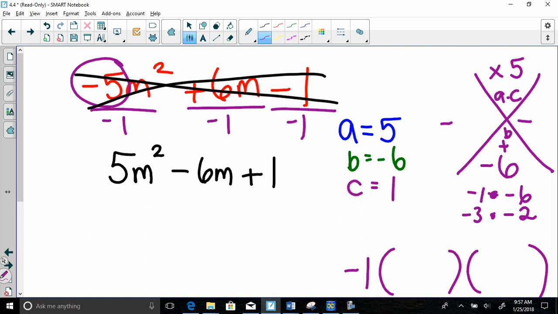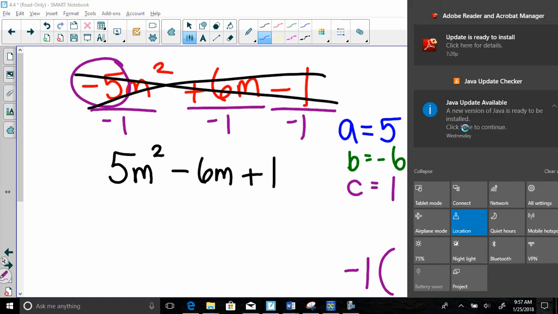Sorry, I am messing up, aren't I? We're multiplying to 5. I was looking down at the -6. What multiplies to 5? -1 and -5. Because what's -1 plus -5? -6. So those are going to be my 2 factors. Cool.